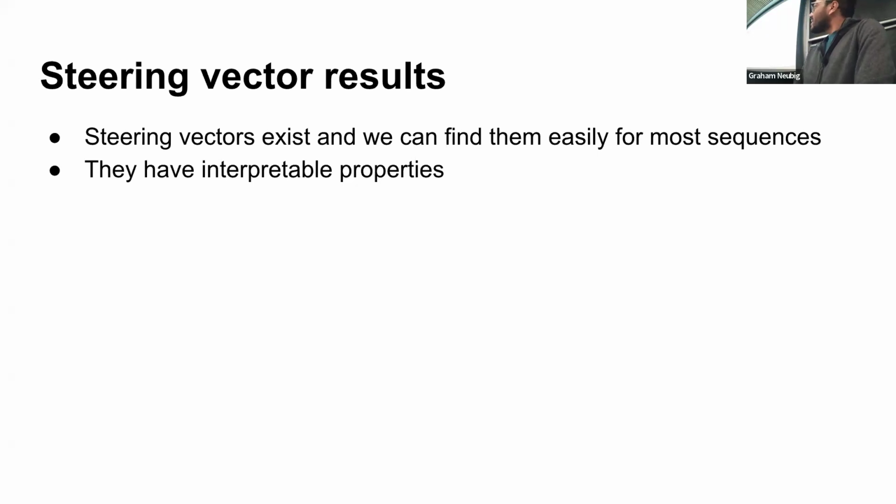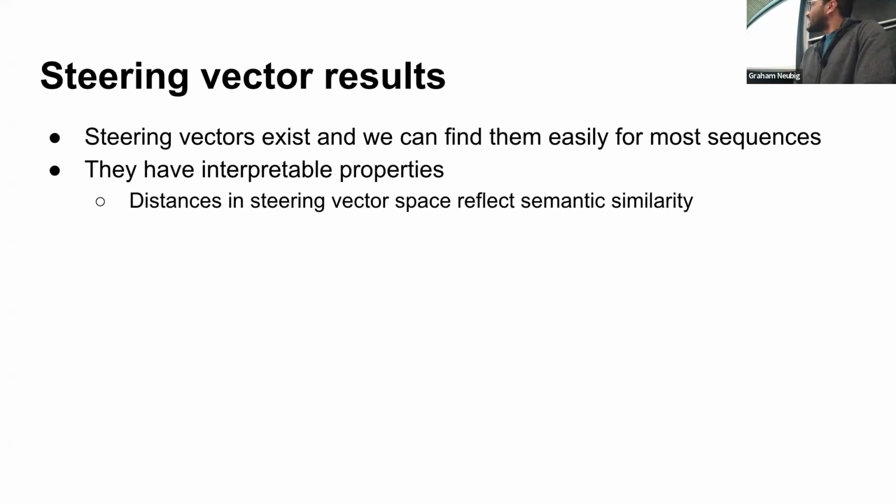I think the thing that surprised me the most was these steering vectors themselves have interpretable properties. So distances in steering vector space reflect semantic similarity. If you have two sentences that are close, they're also close in steering vector space. That's kind of nice. It does better than, for example, the representations one would use for probing. So mean pooling BERT hidden states, like we looked at before, those do actually worse than steering vectors. Just a bit surprising.